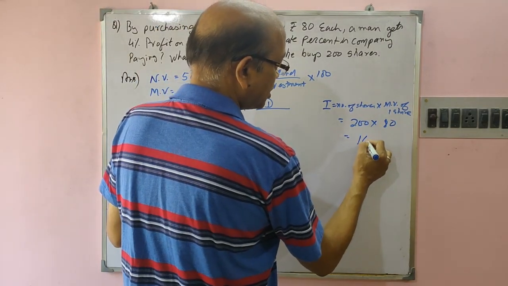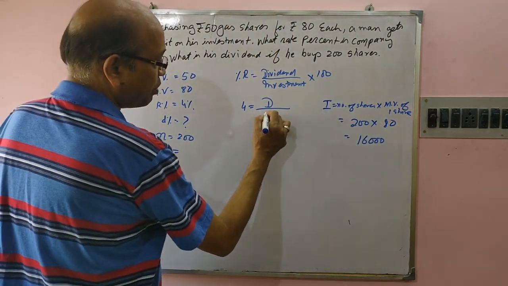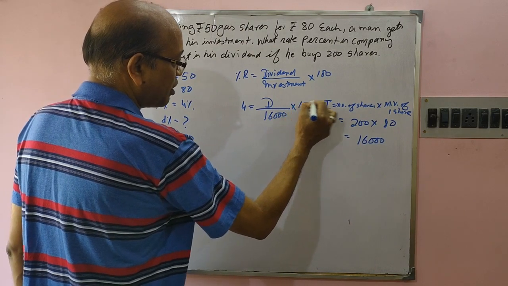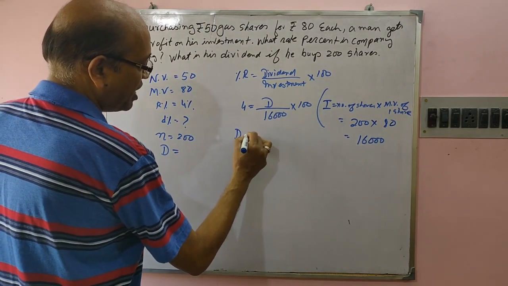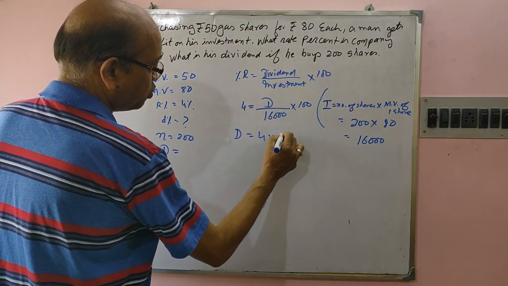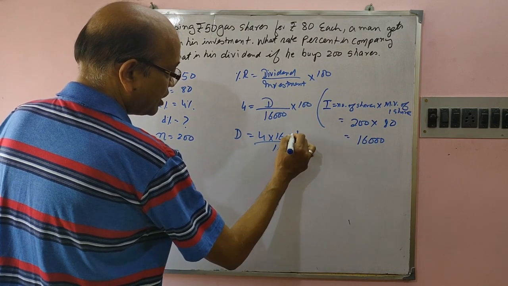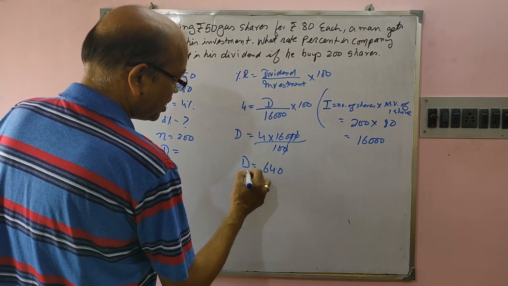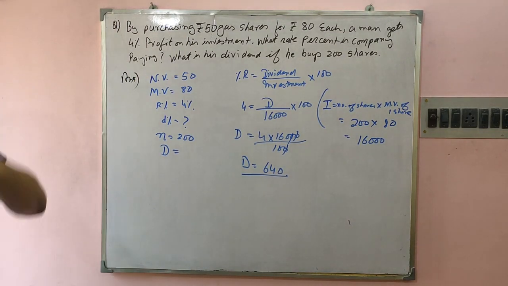So 8 2s are 16. 16,000 is the investment. So it becomes here 4 is dividend by 16,000 into 100. Therefore, dividend is equal to 4 into 16,000 by 100, which is 640. Dividend is 640. So what is the dividend? 640. Now we have to find the D percent.